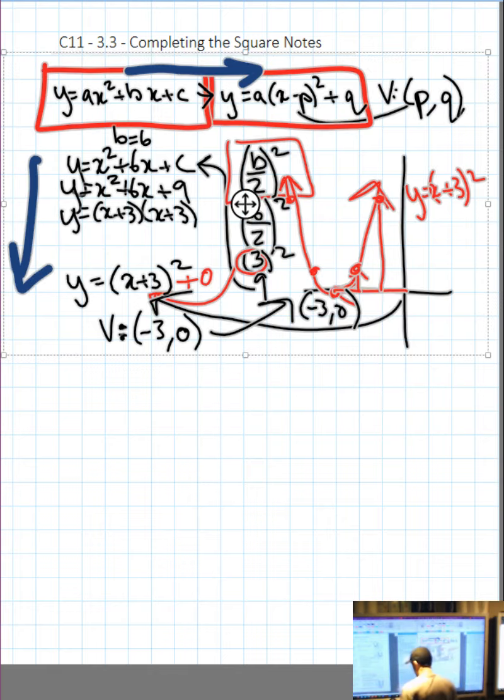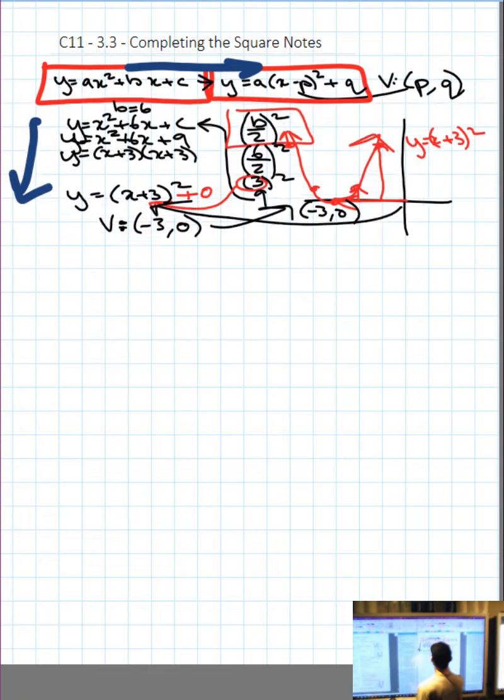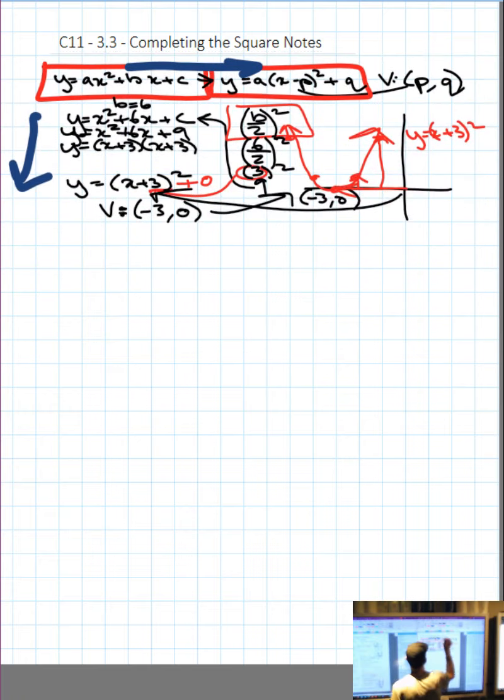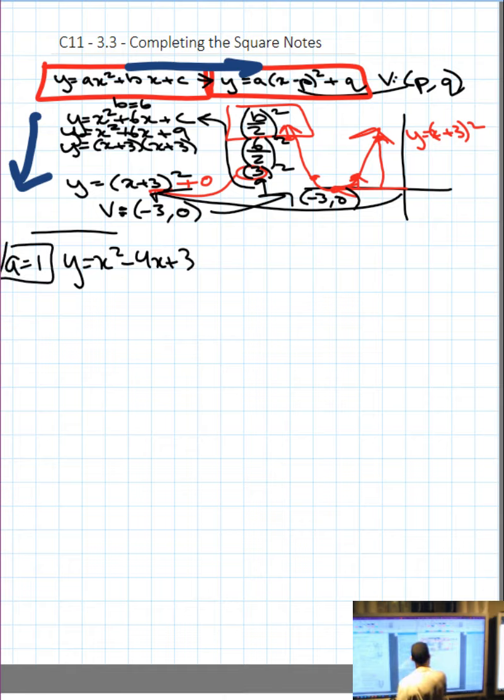Okay, so now we're going to do the same process, going from standard to vertex. Remember that graph's off now. So let's take this new question: y equals x squared minus 4x plus 3. Let's identify that a is equal to 1. The number to the left of the x squared is 1.